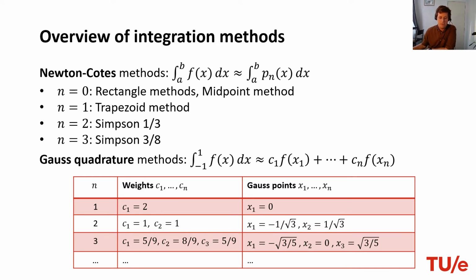Those integration methods are a number of Newton-Cotes methods in which the function to be integrated, or the integrand, was approximated by a polynomial of degree n on the interval ab. If n is 0, then that polynomial is a constant, just a constant line: the rectangular midpoint method. If n is 1, then we have a line with a certain slope. So that's the trapezoid method. And for n is 2 and 3, we have Simpson's 1/3 method and Simpson's 3/8 method, respectively.